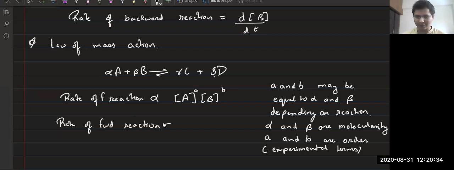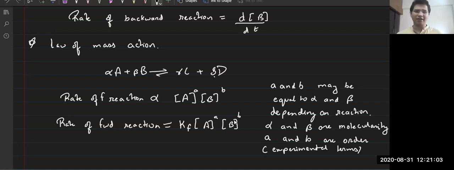So let's keep a proportionality constant. This is called the rate constant. We will write it as K. Since it's for the forward reaction, we'll write it Kf, meaning rate constant for forward reaction. And then we have concentration of A to the power a, times concentration of B to the power small b. Got it, everyone? So this is the rate of a forward reaction according to the law of mass action.